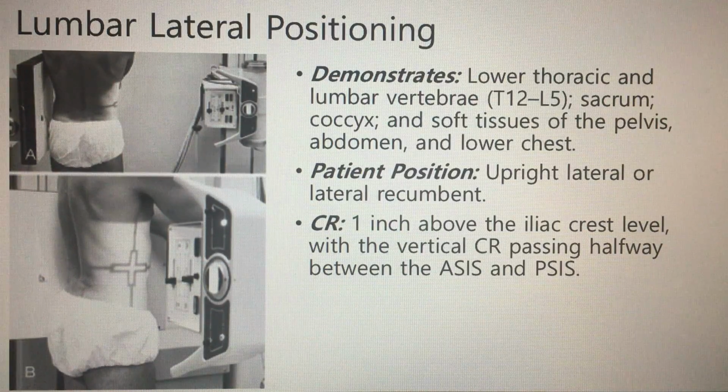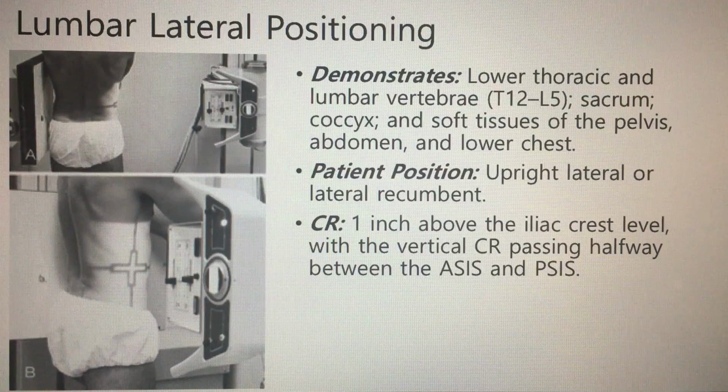In lumbar lateral position, patient is standing. Include 12th thoracic spine to 5th lumbar spine. The forearms are brought forward comfortably so that they do not overlap. Central ray is between ASIS and PSIS, 1 inch above the iliac crest.